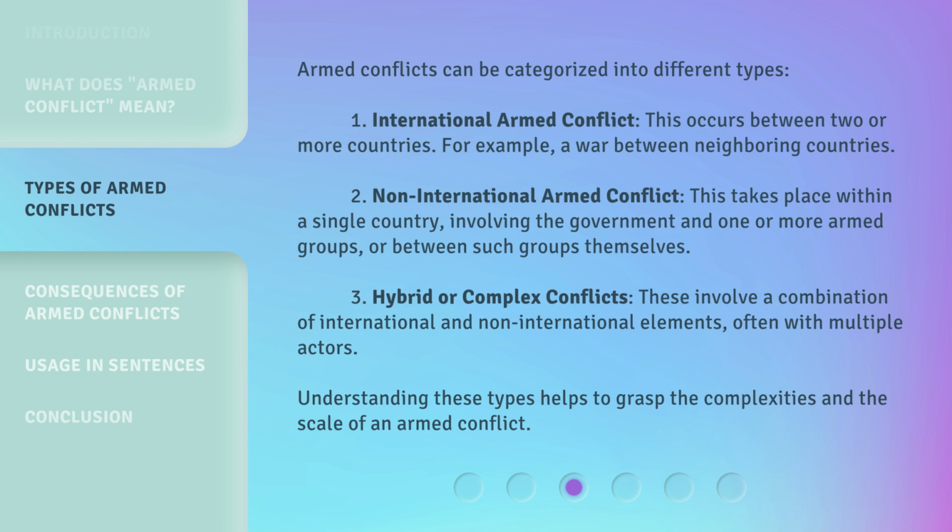3. Hybrid or complex conflicts. These involve a combination of international and non-international elements, often with multiple actors. Understanding these types helps to grasp the complexities and the scale of an armed conflict.